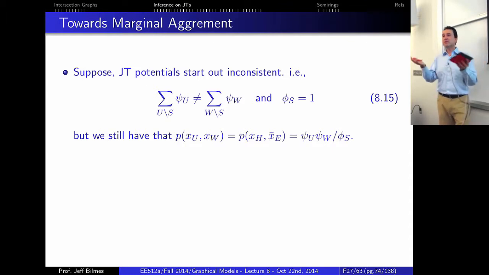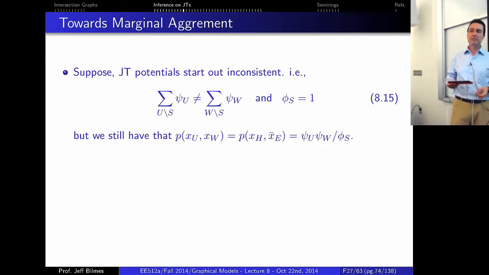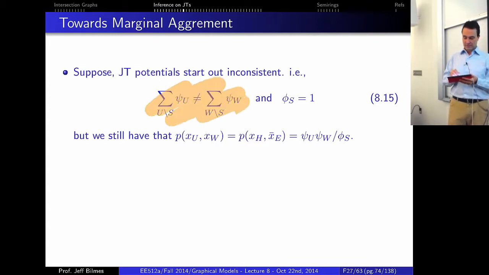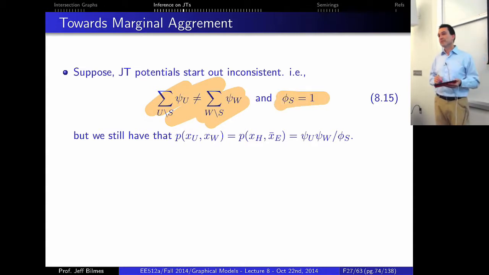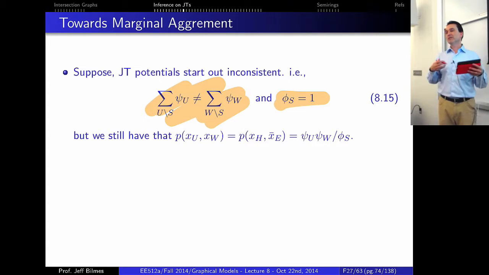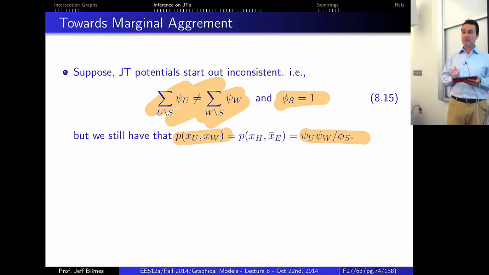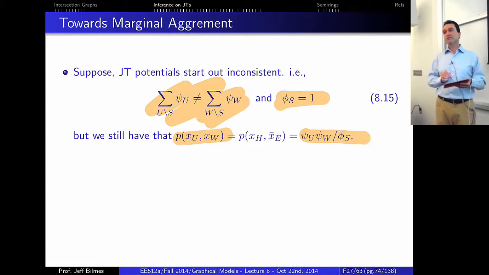Now, remember we said that marginal consistency is a necessary condition for them to be marginals. Let's say that they start out as not consistent. If they're not consistent, they're definitely not marginals. That basically means this is true, and we initialized phi sub S to be equal to 1. We initialized these Maxclique tables as we described earlier, and we initialized the separator table by setting it to 1. We end up in a configuration where, in this little baby junction tree with 2 nodes, things are not consistent. But note that we still have the joint distribution being true. Namely, this is the joint distribution here: psi sub U, psi sub W divided by psi sub S. That's still a valid representation of the joint distribution.